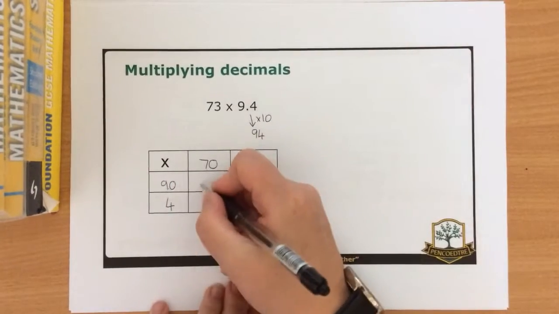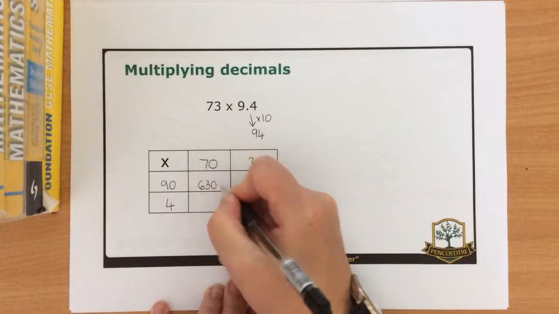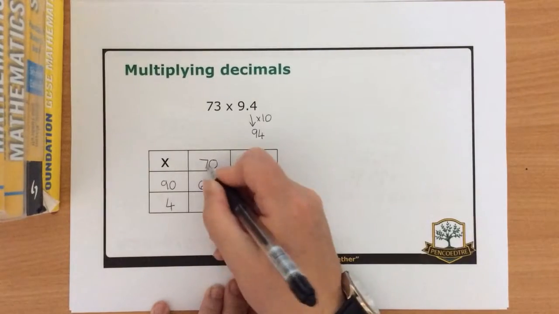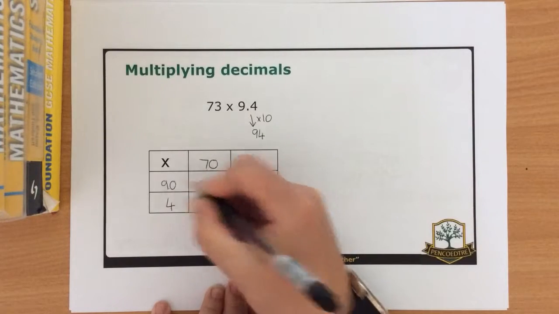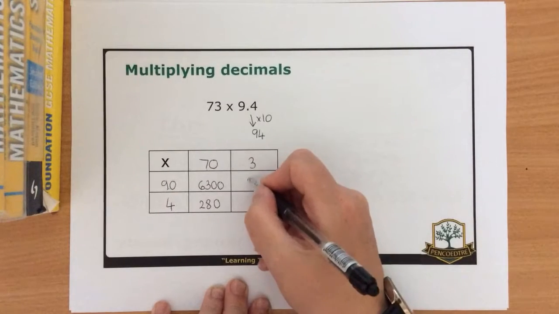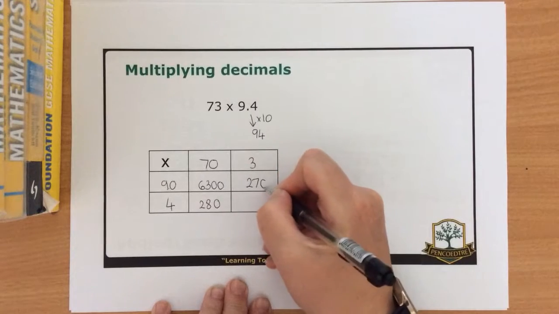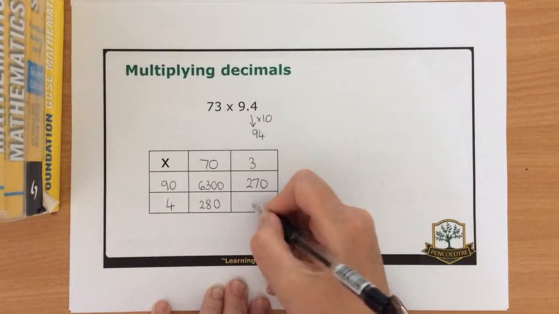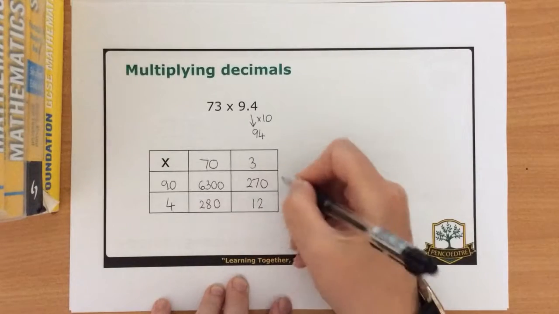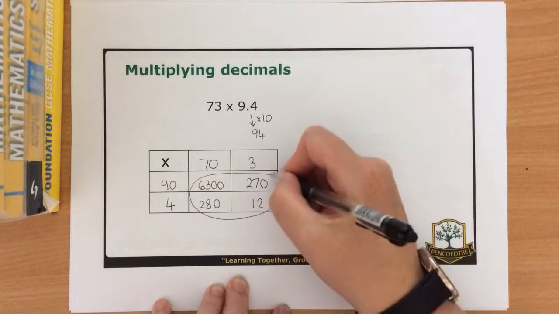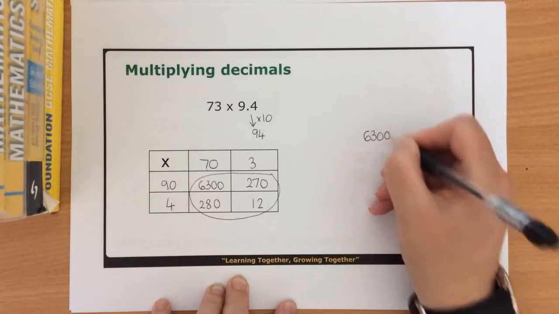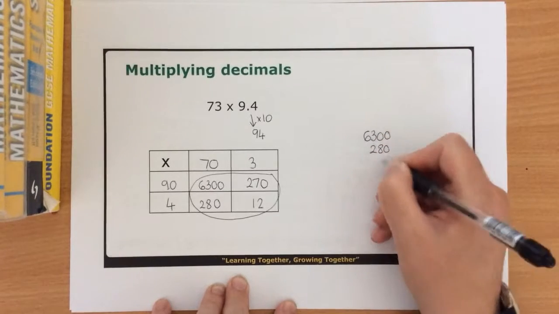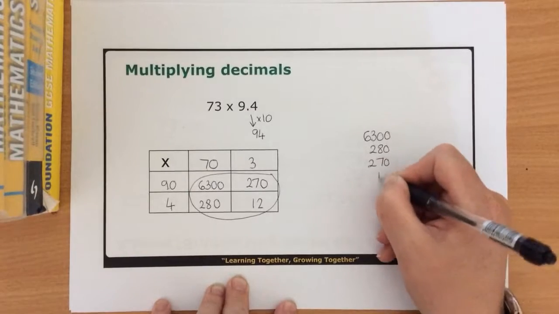9 times 7 is 63 and I have 2 zeros. 4 times 7 is 28, I have 1 zero. 9 times 3 is 27 and 1 zero. 3 times 4 is 12. I then add the numbers I've just worked out. 6300, 280, 270, 12.